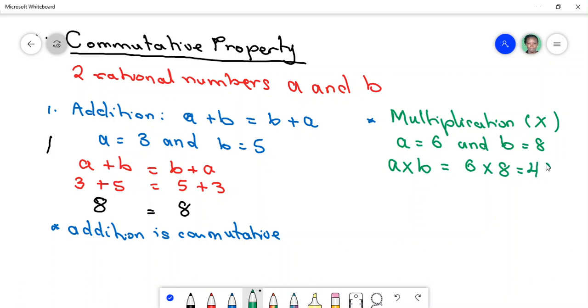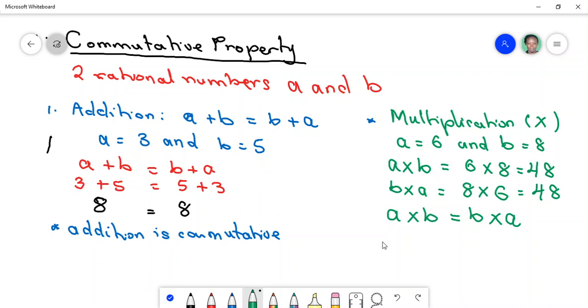It is 48. Let's look at B times A. That is going to be 8 times 6. And what is 8 times 6? 8 times 6 is also 48. Very good. So you realize that A times B is equal to B times A.